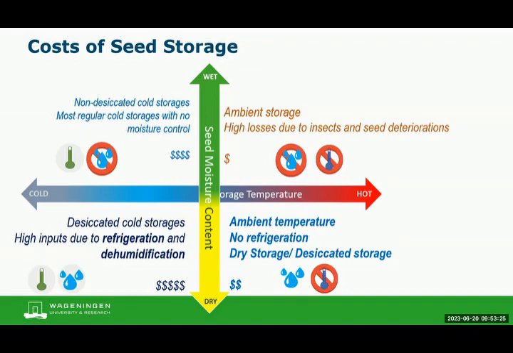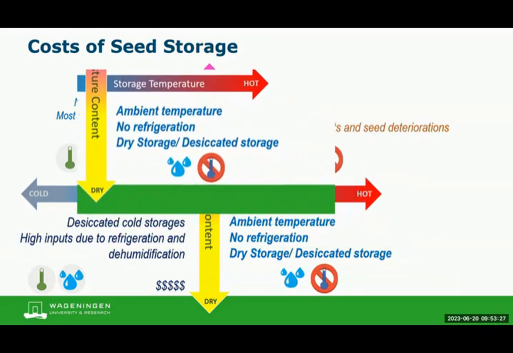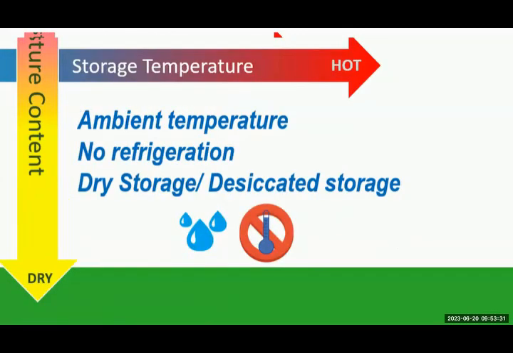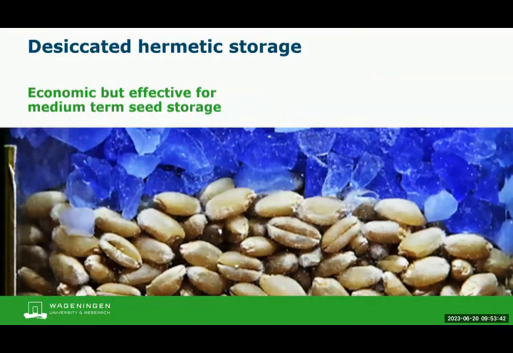So this is called the dry storage or the desiccated storage, or in other words, desiccated hermetic storage. This is the kind of storage which we normally say is the most optimal way of storing seeds in a community seed bank. So this is the desiccated hermetic storage. This is economic, effective for medium-term seed storage. We are not going for long-term storage like 20 years, 50 years, or something like that. But for our regular work, storing seeds for 5, 6, 7 years is quite good.